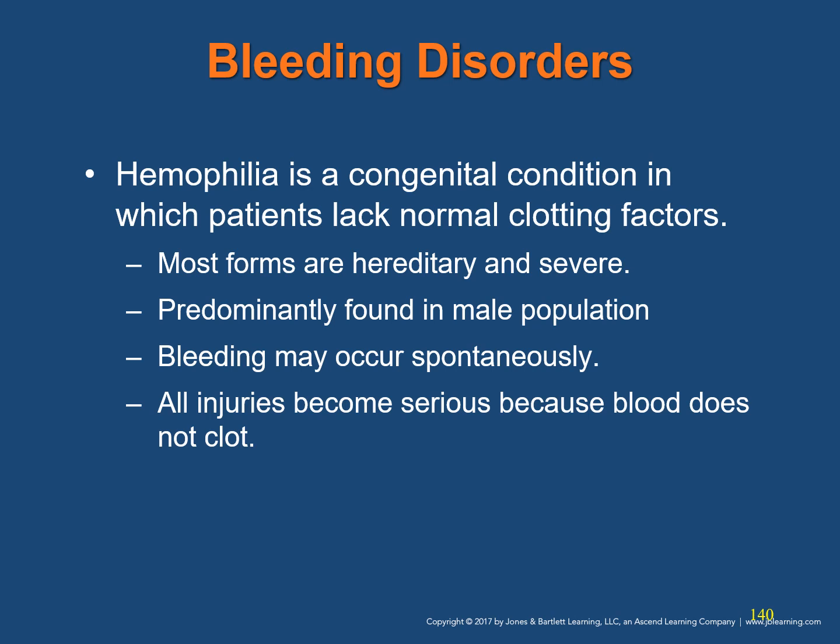Bleeding disorders. Hemophilia is a congenital condition in which the patient lacks one or more of the normal clotting factors of the blood. Most forms are hereditary and are severe. Predominantly found in the male population. Bleeding may occur spontaneously. All injuries become serious because blood does not clot. Transport immediately. Do not delay to apply a tourniquet for life-threatening hemorrhage.